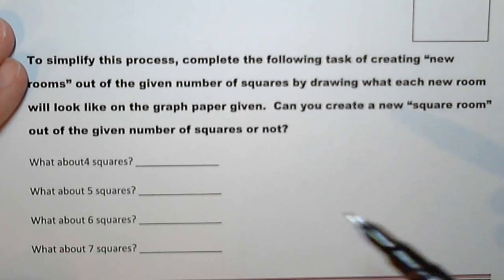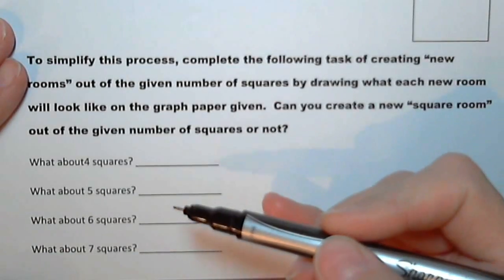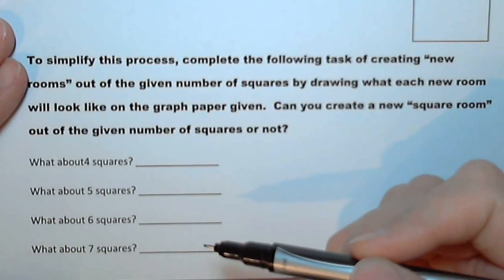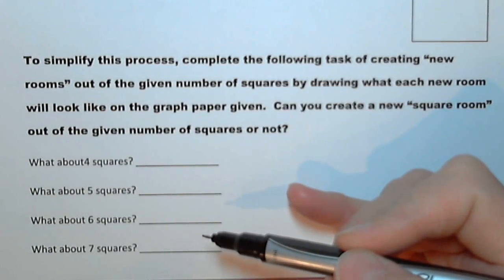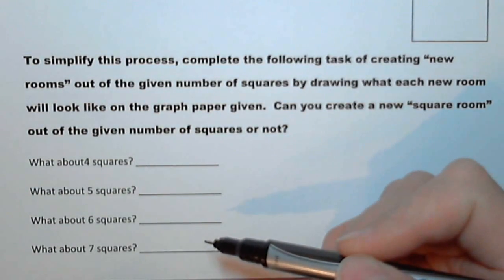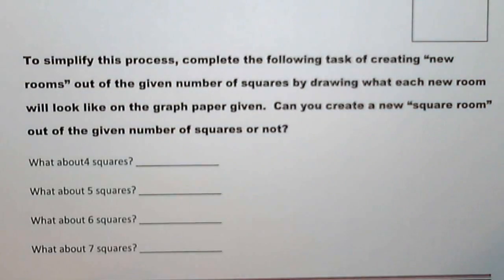So I want you to pause this for a moment and I want you to fill in this page and the next page and determine all the way up to 25 squares which rooms are square and which rooms are not.